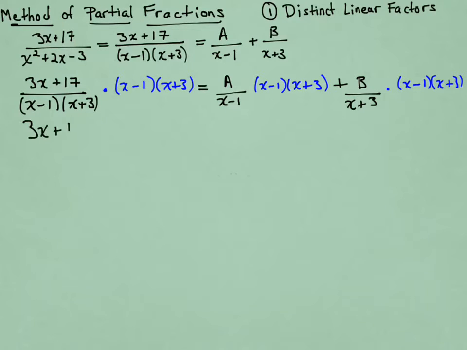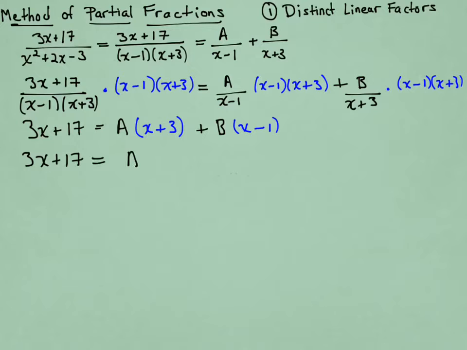When I do that, on the left side, everything will clear away. I won't have any more denominator. That was the goal. On the right side, one factor will cancel, in this case the x minus 1, and you'll be left behind with an x plus 3. In the other term, the x plus 3's will cancel, and you'll be left with the x minus 1. What we now do is compare the left and right-hand sides.